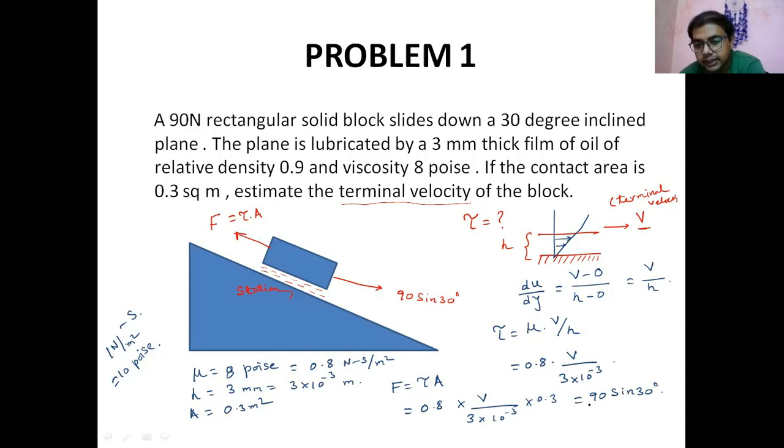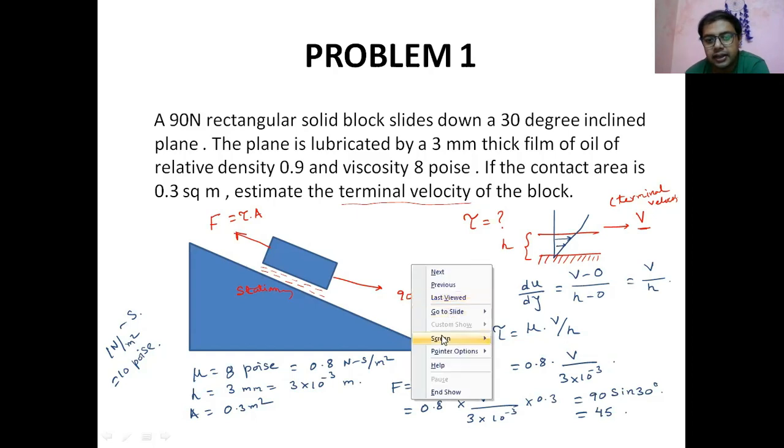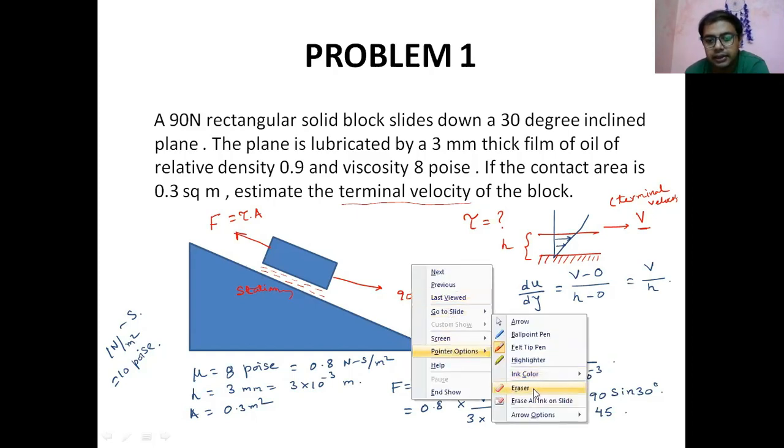So sine 30 is nothing but a half, so 90 times half is 45. 90 half comes as 45 here. The remaining is the simple thing, just the calculation. If you do the calculation, you'll get this one.